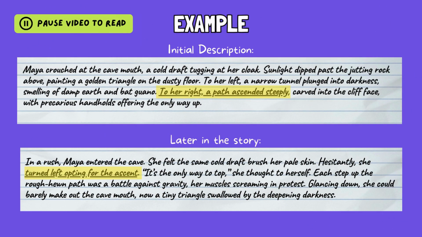In an earlier scene, the author states the only way up inside the cave is on the right when entering the cave. But later on, the path going up is now on the left when Maya, the protagonist, enters the cave. This subtle but confusing detail of the changing path direction inside the cave introduces a discrepancy in the narrative. Inconsistencies like these can disrupt the flow of the story and potentially pull readers out of the immersive experience.